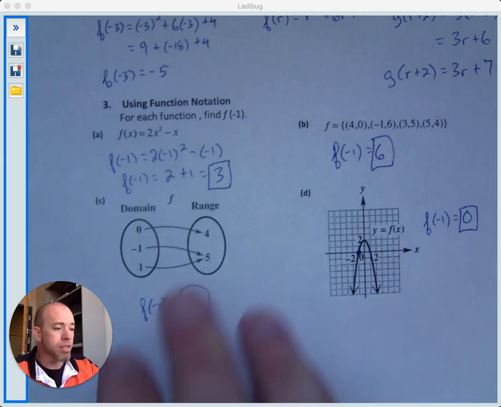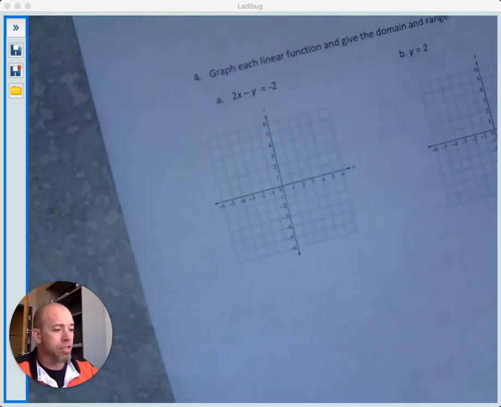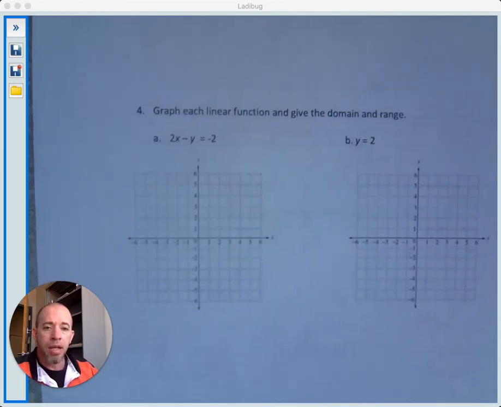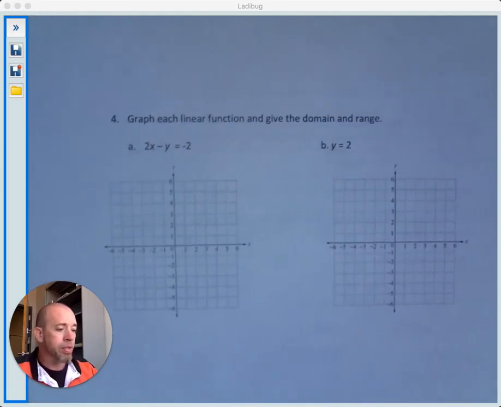Now I'm going to say we only have 2 left in this section, so I'm going to go ahead and flip the page over and do this last example in 9.2.